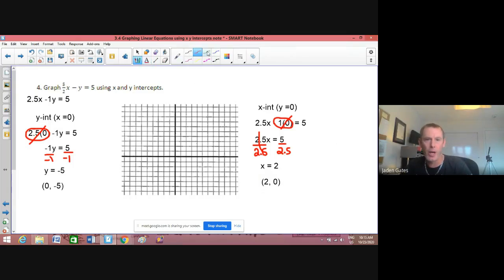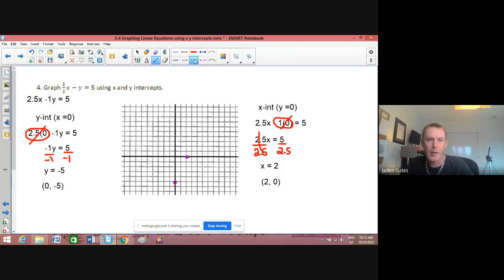Time to plot them on my graph. All right, so my first point to plot is 0, negative 5. So that means I'm going to go down 1, 2, 3, 4, 5. There's my y-intercept there at negative 5. My x-intercept is 2, 0. So let's see, 2, 0 right there.